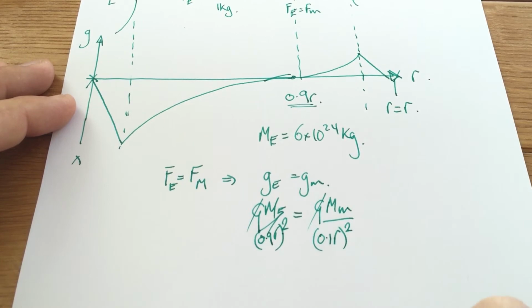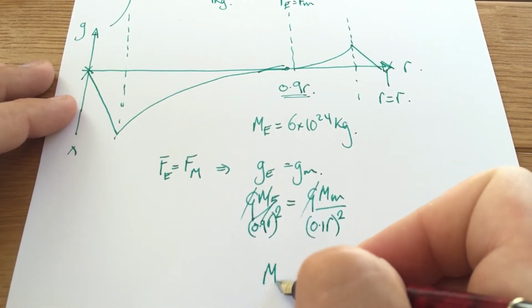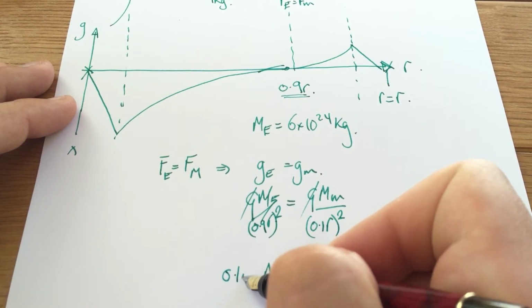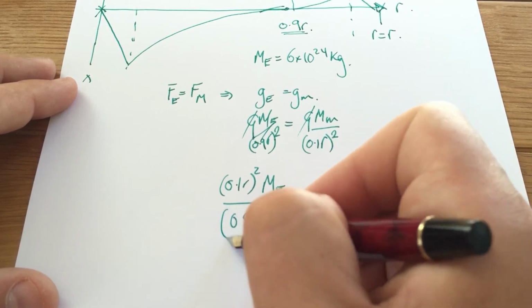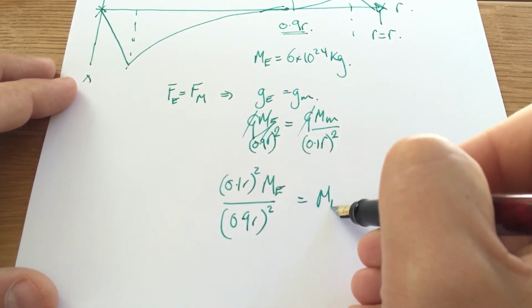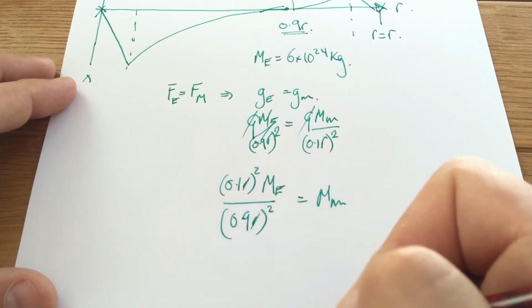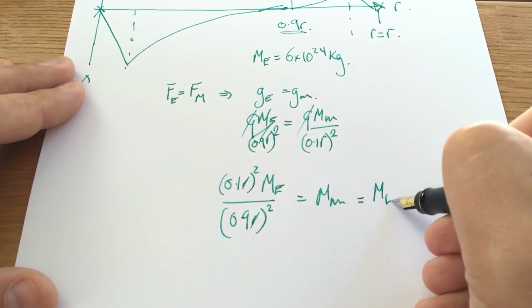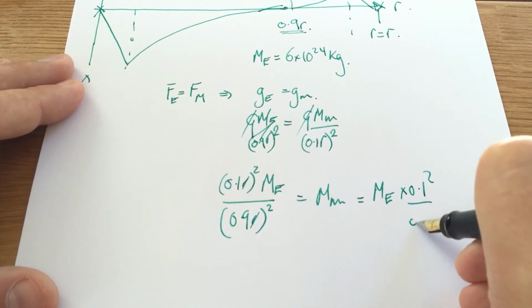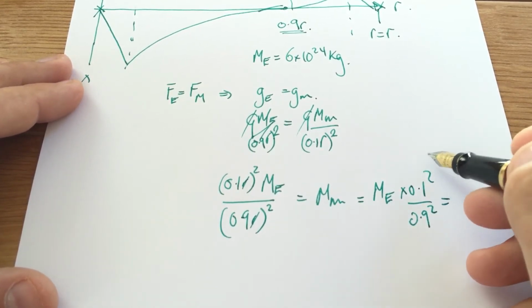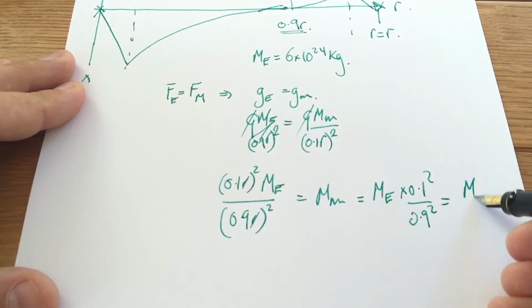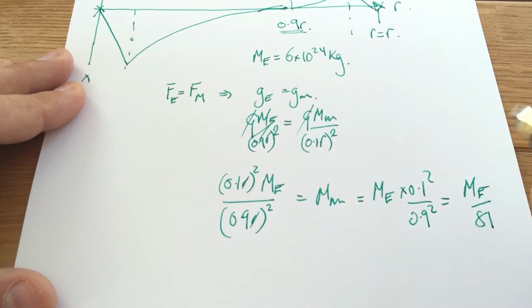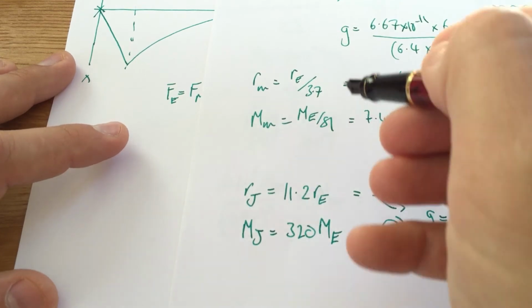Because these equate, I can knock out the G, so that leaves me with the mass of the Earth times 0.1 r squared divided by 0.9 r squared gives me the mass of the Moon. And of course the r's drop out, because they're the same as well. So in effect, we have the mass of the Earth times 0.1 squared over 0.9 squared, which is as good as saying 1 over 9 squared. So that's the mass of the Earth over 81, which is exactly what we had in the first instance here.